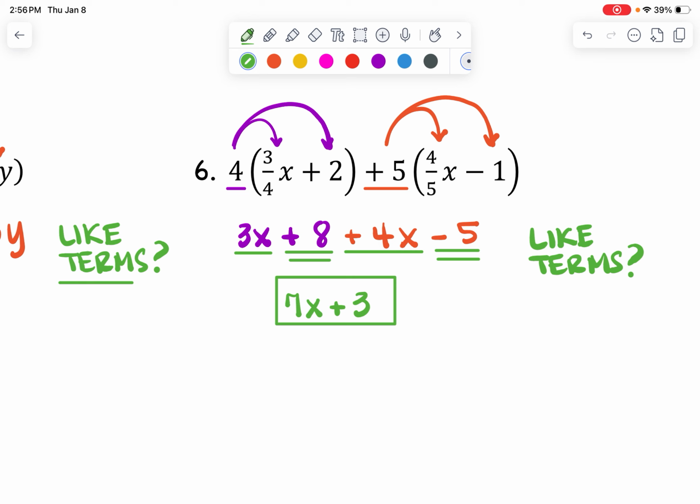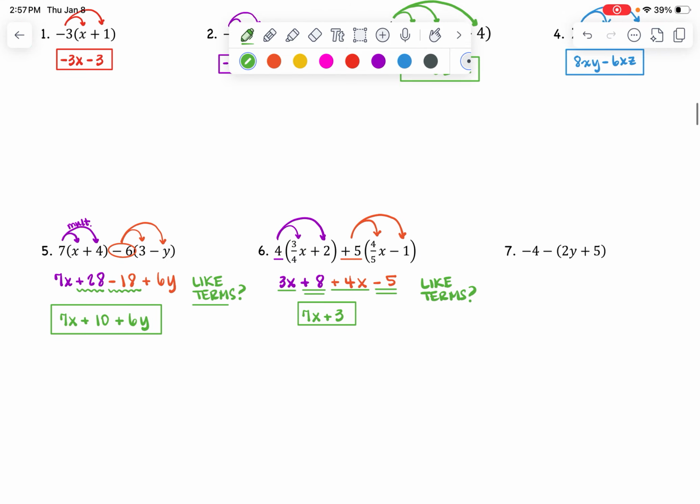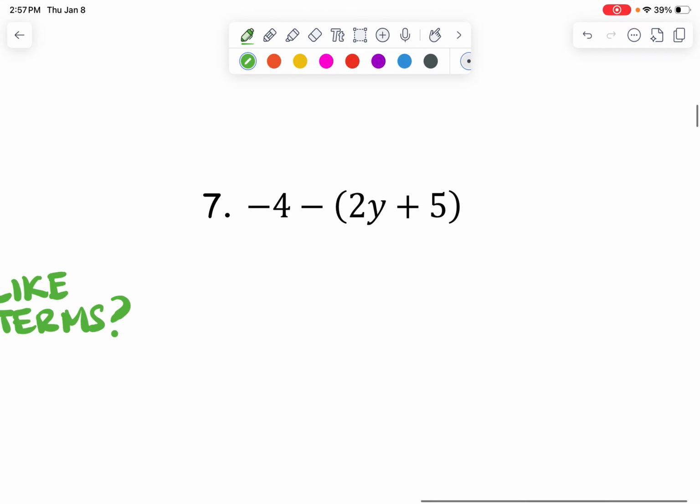So we went from that big gross expression to just 7x plus 3, which looks so much nicer, right? We haven't actually changed anything. All of these expressions are equivalent to one another, right? We're just shrinking them down to make them a little friendlier, okay? All right, one more of these. We're almost there. All right, so we definitely have a parentheses that we need to get rid of.